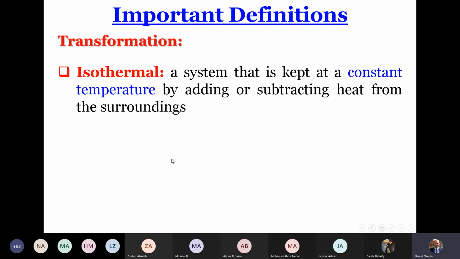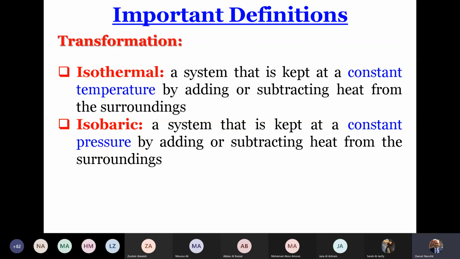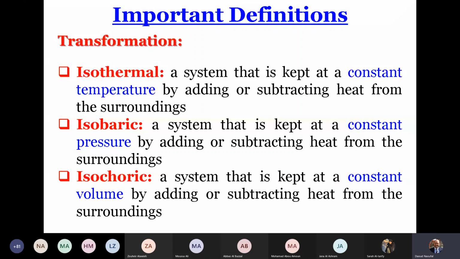What is the meaning of isothermal transformation? The transformation could be realized at P constant, or at T constant, or at V constant. Isothermal is a transformation that is realized at temperature constant. Isobaric is a transformation realized where the pressure remains constant. And isochoric is a transformation realized at V constant.